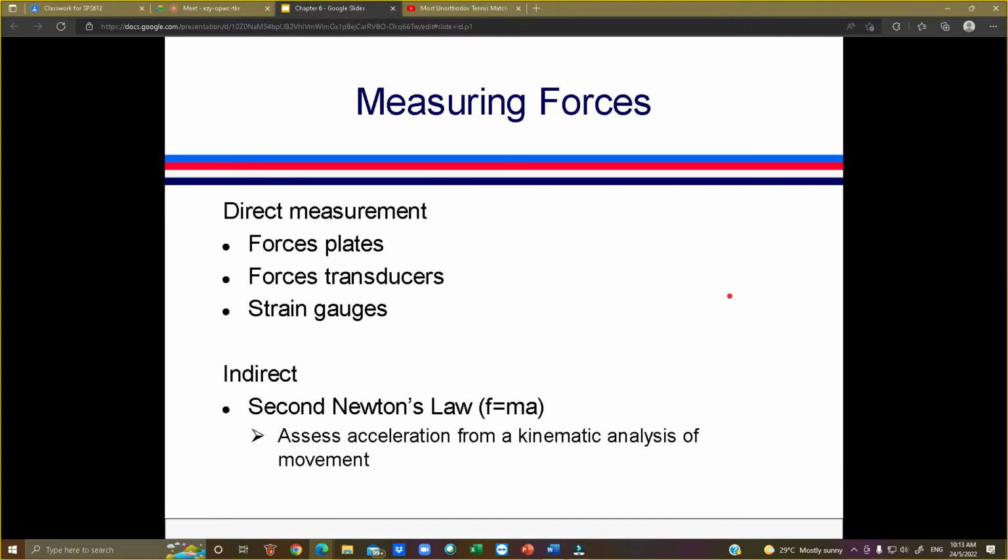Okay, to measure force, we have two types of measurement. One is known as direct measurement. The second one is known as indirect measurement. Most of the time, if you have the facilities, we are going to rely on direct measurement, like what we have in the lab. So kita ada force plate. Kalau kita tak ada semua benda ni, yes, we can measure force indirectly, which means prediction, so based on an equation.